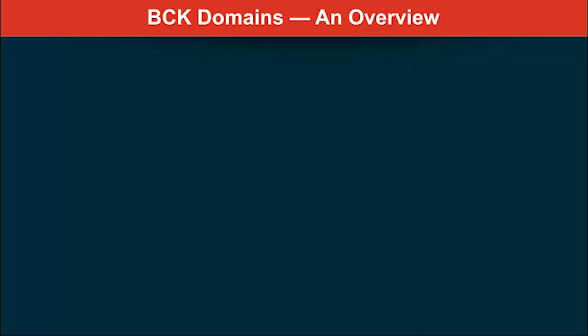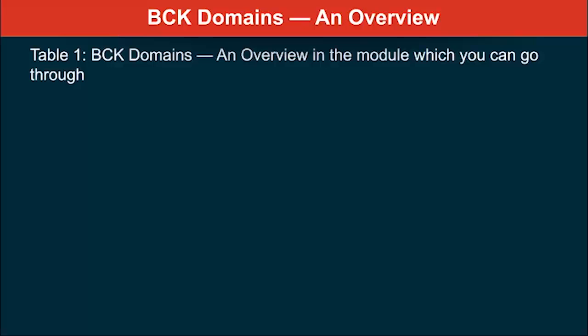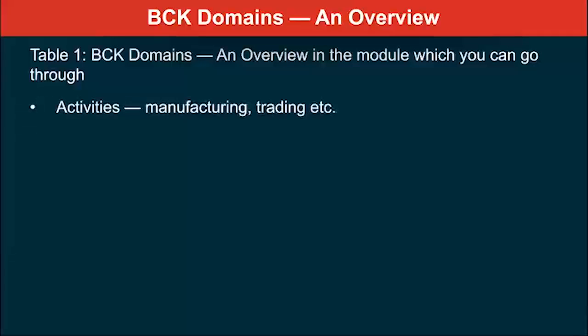So let us look at Table 1 in your module, which gives an overview of those items which are part of the BCK domains, as we call it. What are those? One is the activities. What activities? We are talking about manufacturing activity, trading activity, all the different activities that a business does, isn't it? Then we have the scale. So you can have a small scale business, you can have medium scale, you can have large scale, you can have micro scale, then you can have multinational also.